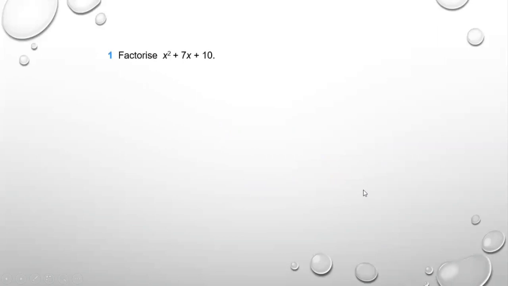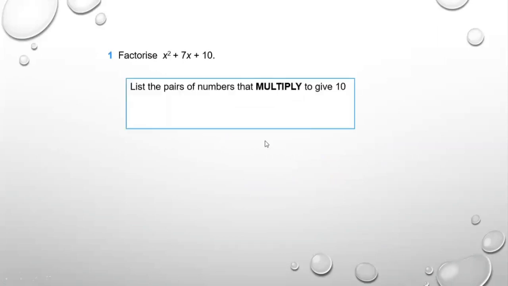To factorize x square plus 7x plus 10, we are going to find the factors of 10. We are going to list the pairs of numbers that multiply to give 10. So we have 1 and 10: 1 into 10 is 10. Minus 1 into minus 10 is again 10. 2 into 5 is 10. And minus 2 into minus 5 also gives 10. See, the knowledge of integers is required here. Multiplying negative by negative, we get positive.